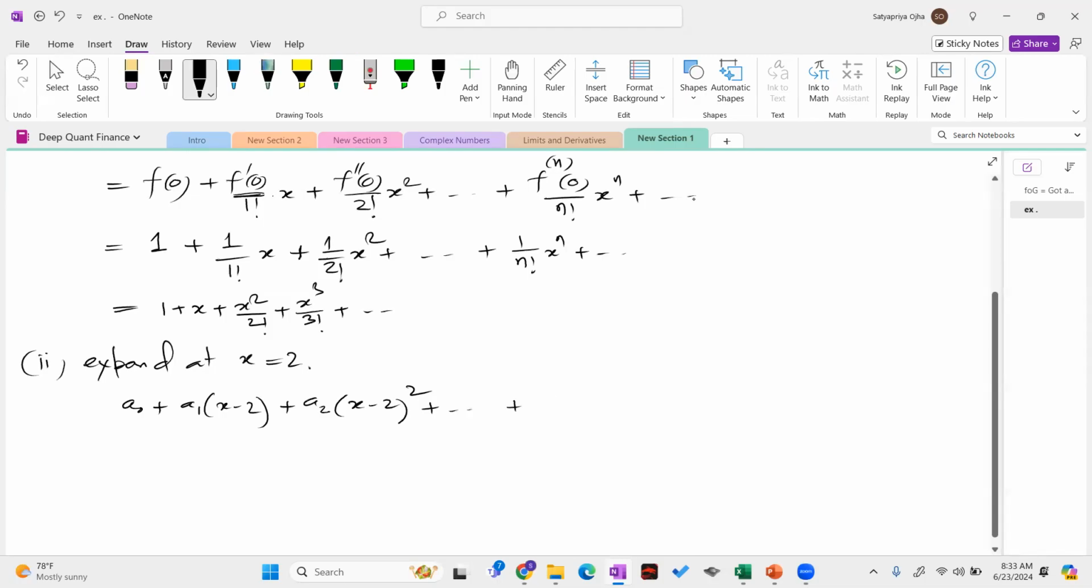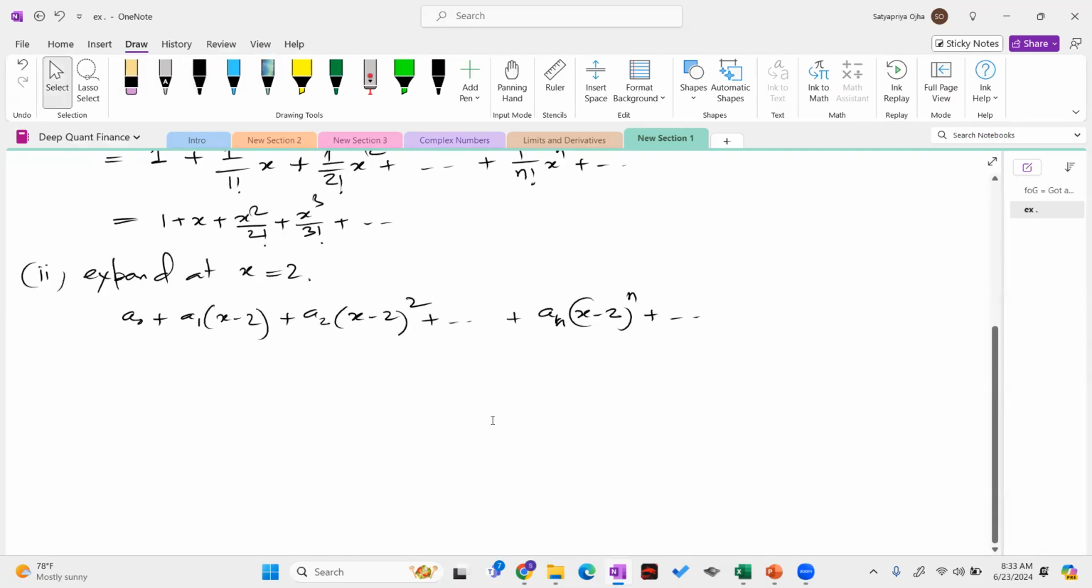Okay. The nth term is a_n times (x minus k) whole to the power n. This is the form. The form is different and the coefficients are different. For the coefficients, the general formula is a_n equals f^(n) at k, in our case at 2, divided by n factorial. That's the coefficient.